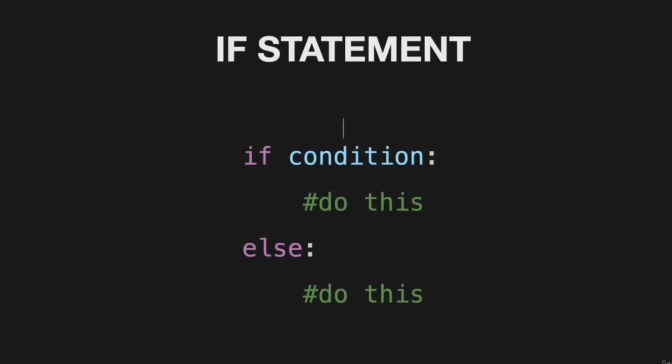So if the condition is true, then the code will go ahead and execute the code inside the if statement. But if the condition is false, it will skip that code and go to the else statement and then execute the code inside else statement. Okay, so let's go to VS Code and practice it.